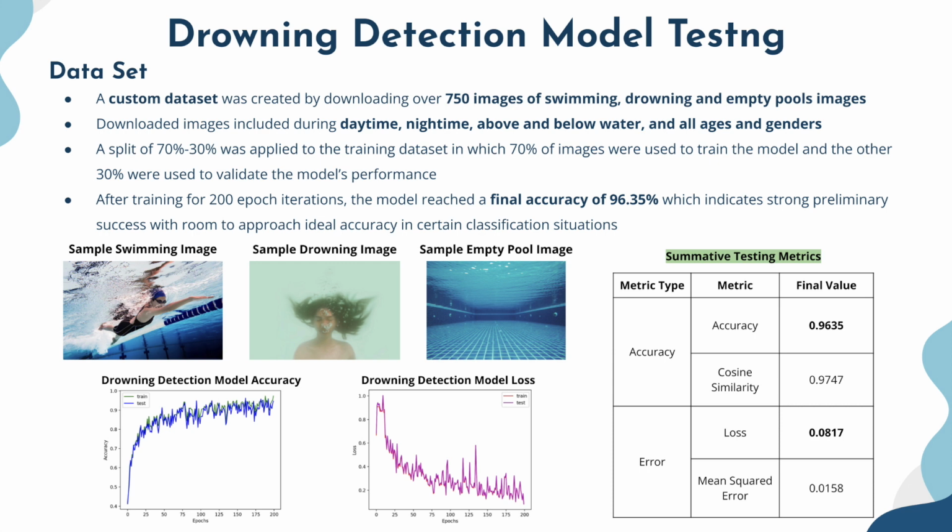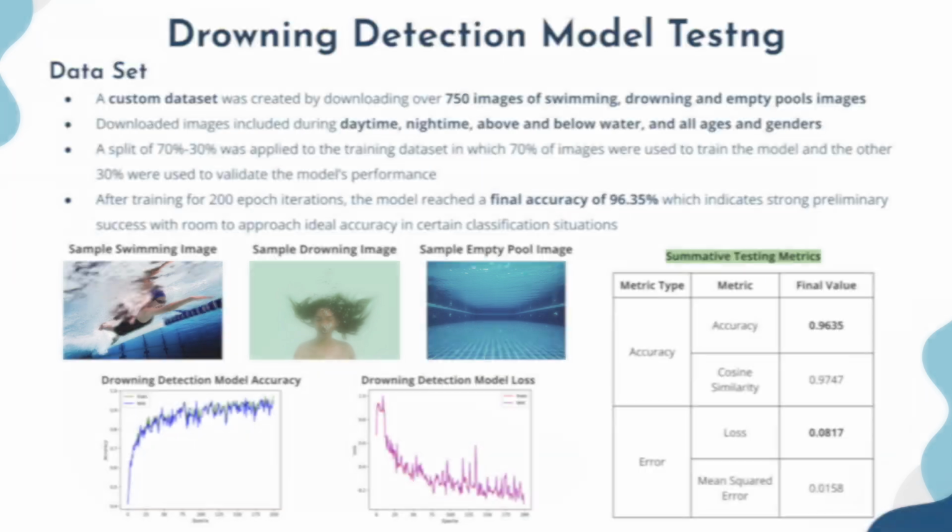As shown below, the 3 sample images of either swimming, drowning, and empty pool are sample images that were used to train the model. Below that, the progression graphs showing the increasing accuracy and decreasing loss of the model during training show high success of the model with room to grow. On the right, finally, you can see 2 accuracy metrics and 2 error metrics, which show a promising success of the model with classifying swimming, drowning, and empty pool images.